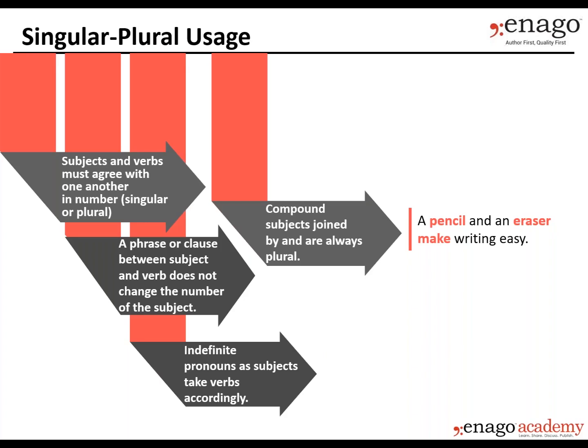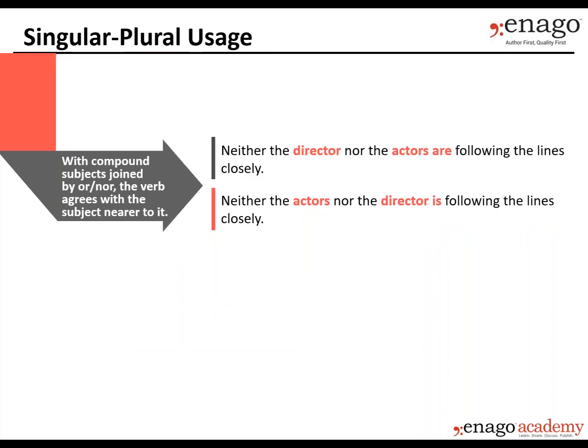Next click. With compound subjects, if they're joined by or or nor, then the verb agrees with the subject that's nearer to it. So it would be neither the director nor the actors are following the lines. On the other hand, it's neither the actors nor the director is following the lines. Again, that is always going to sound a little bit wrong, but that is the correct way of doing it. If you follow whatever's nearest to the verb, that is the thing it agrees with.